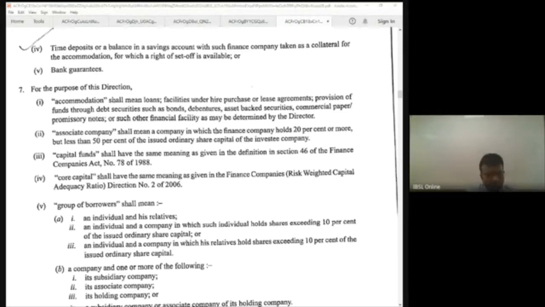Right. People's Leasing Company owns 35% of People's Merchant Bank. Is People's Merchant Bank a subsidiary of People's Leasing Company? No. Why? Because it is not owning more than 50%.